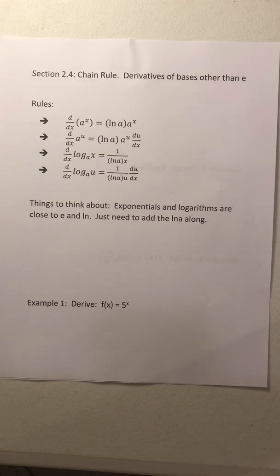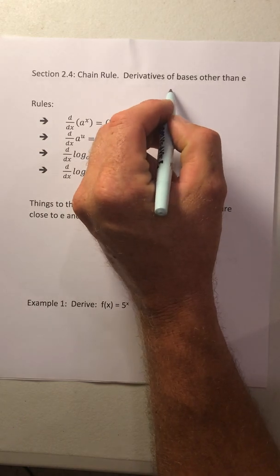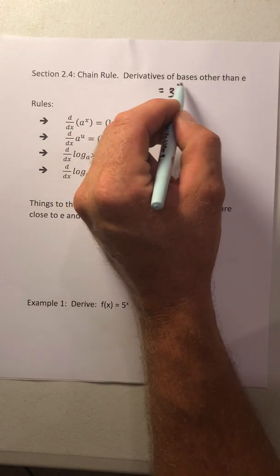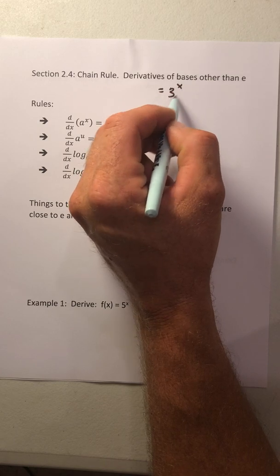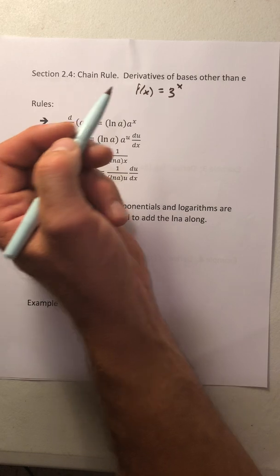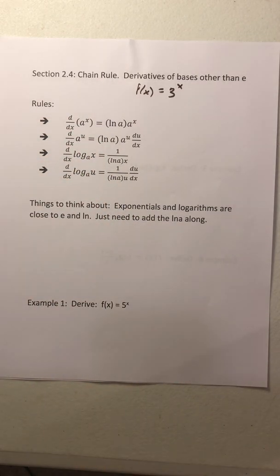All right, so today's chain rule was section 2.4. We're going to talk about the derivatives of bases that are not e. So what is a base that's not e, or an exponential that's not a base of e? We might have something maybe 3 to the x, where we see that the variable is in the exponent, our base is just a number, just a constant. f of x. So we're going to find the derivative of that.